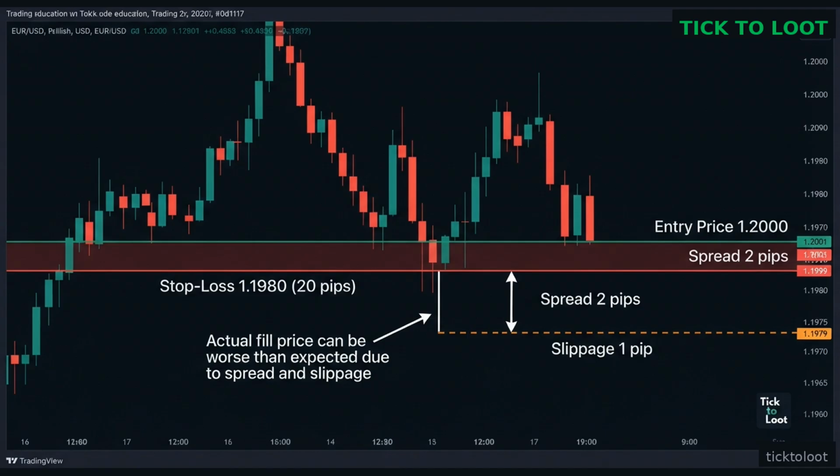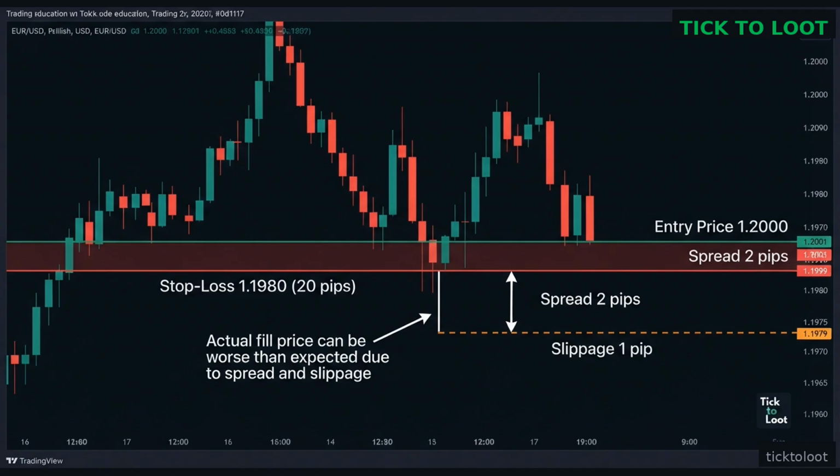The chart on screen shows the intended entry and stop-loss lines, the spread as a thin red shaded band, and a dashed orange line illustrating a 1-pip slippage that pushes the stop-loss closer. This visual helps you see that the theoretical risk of 20 pips becomes a smaller, less safe number once you factor in real-world trading costs.